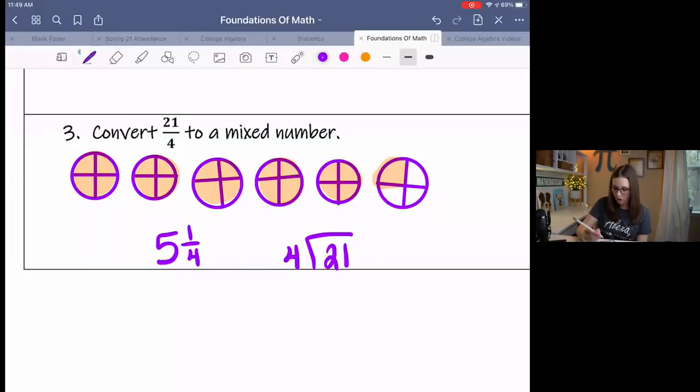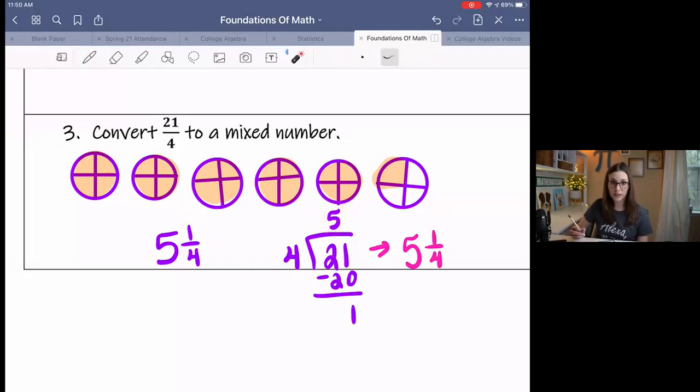So what you're going to do is actually divide it. 4 goes into 21 5 times, and we have one piece left over. So there is that 5 1/4. We took the 5 pieces, 5 whole units, and then this formed our remainder. And you can hopefully see how that relates to this picture.